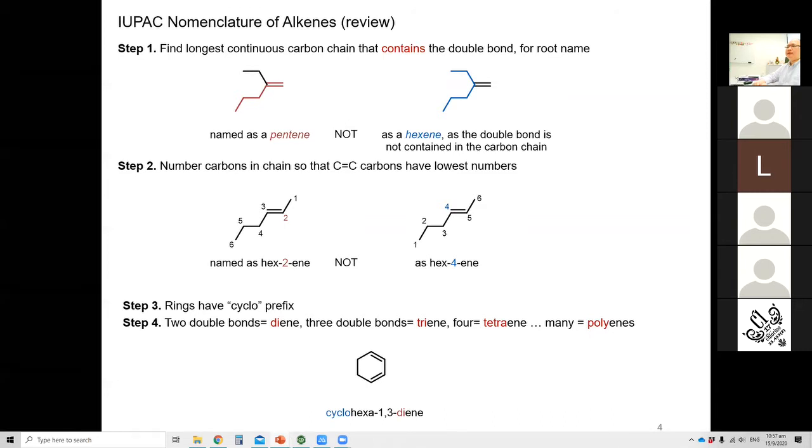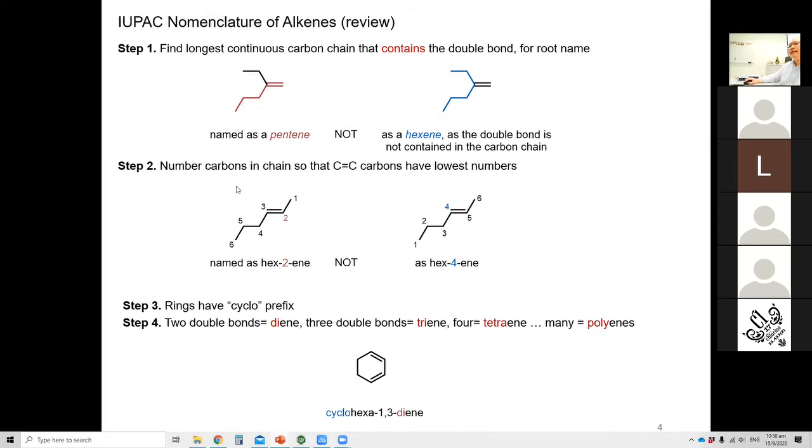So the first step, like with alkanes, you find the longest continuous carbon chain. But in alkenes, you need to pay attention: you need to find the carbon chain that contains the double bond. For example, this molecule you name as a pentene, not as a hexane, because only if you name it as a pentene will you include this double bond in the carbon chain you counted. If you find the longest carbon chain, a 6-carbon chain, but the double bond is outside of the chain, you cannot name it as a hexane, but as a pentene. All right, 2-methyl-1-pentene.